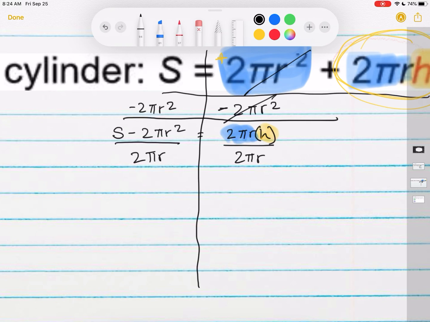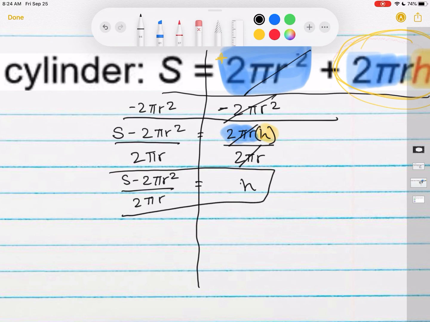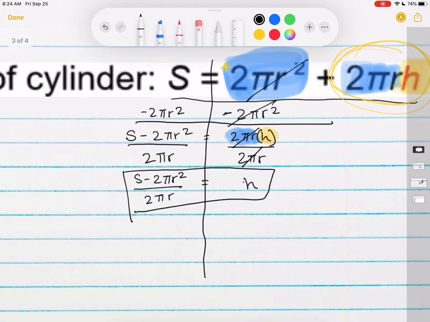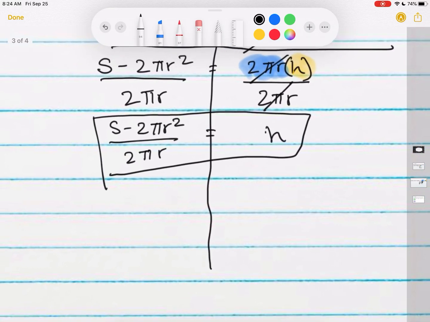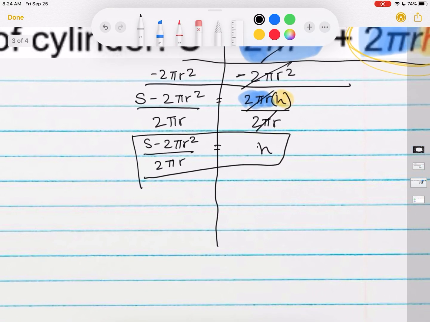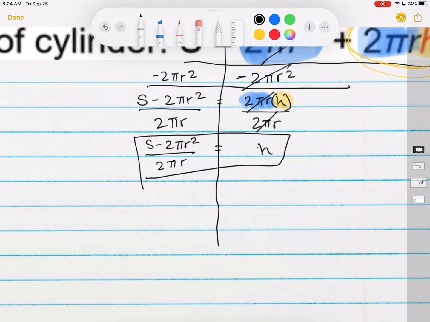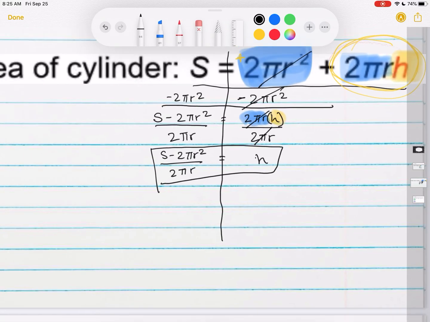So 2 pi r divided by 2 pi r, those cancel out. I'm just left with h on the right. Now on my left, S minus 2 pi r squared, divided by 2 pi r. And there's my answer. If you love simplifying, you could simplify this a little bit more, but it would still be a little bit complicated. If you want to simplify it more in your free time, you can and check it with me, but I would accept this as a correct answer. You solved for h.